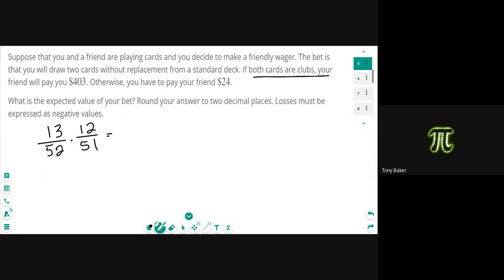They want your final answer to 2 decimal places. So when you're doing your interim problems, I would go to 4 decimal places.